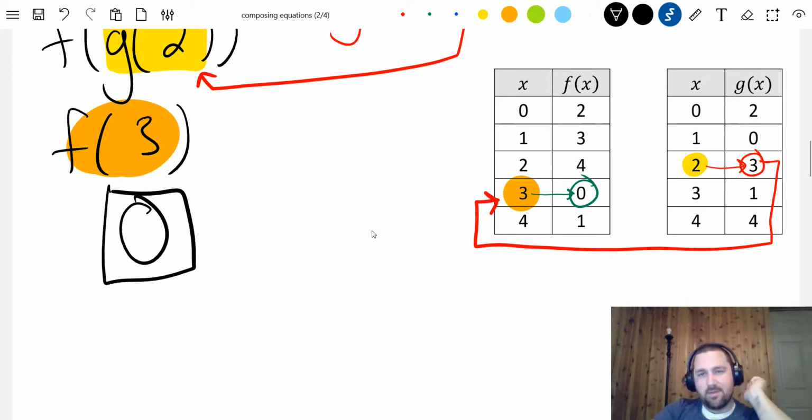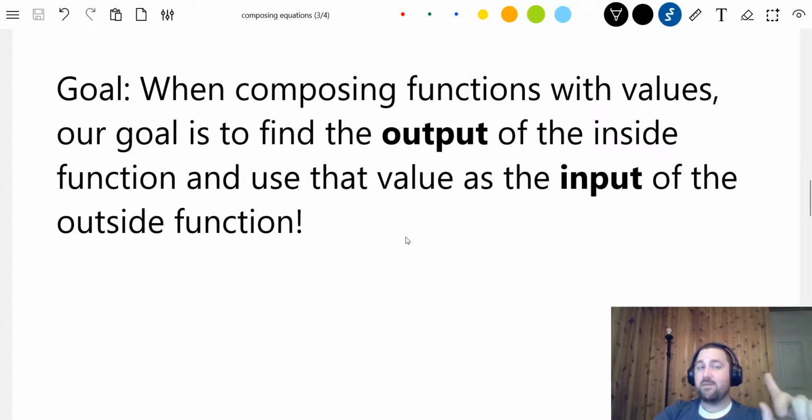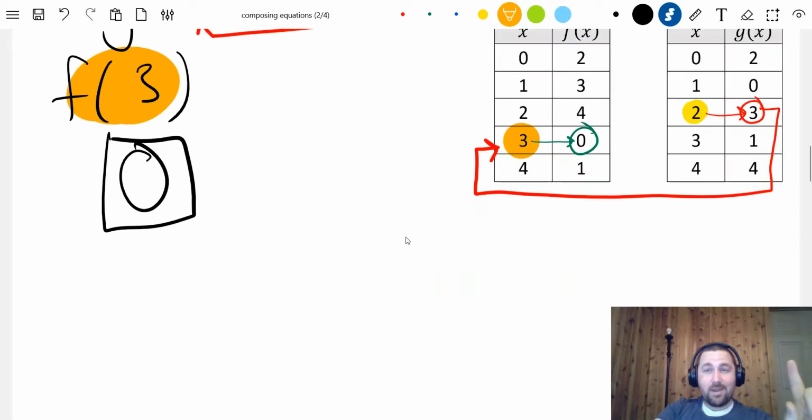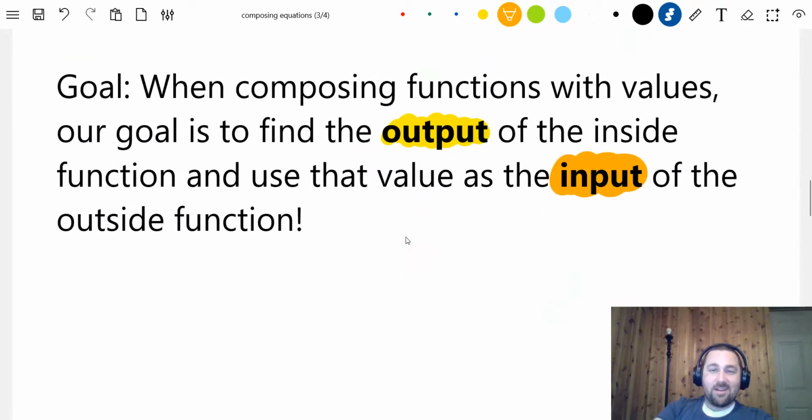We've done this. This is a review. We've done this with tables. What if we do it with equations? That's what we're going to do. Now I want to remind you the goal when composing functions with values. Our goal is to find the output of the inside function and use that value as the input of the outside function. That's exactly what we did up here with the table. It's going to be the same thing with equations. We're going to use the exact same goal, it's just going to look a little different.